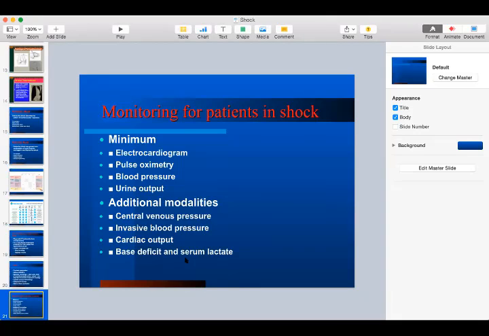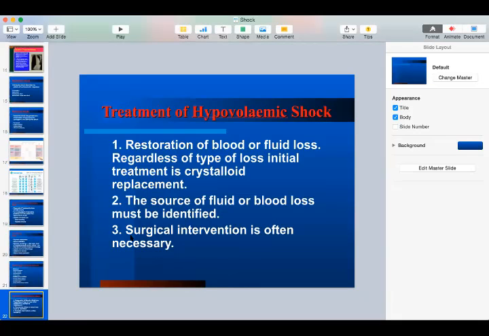When considering treatment of hypovolemic shock, what we need to do is quite evident: stop the hemorrhage and restore the blood loss. Replace it with as much as possible of whatever's been lost. Regardless of the loss, initial treatment is always crystalloid replacement. The source of fluid or blood loss must be identified, and surgical intervention is often necessary, knowing that it will coagulate the source of bleeding. If necessary, or in most instances, you just go in surgically and you stop the bleeding.